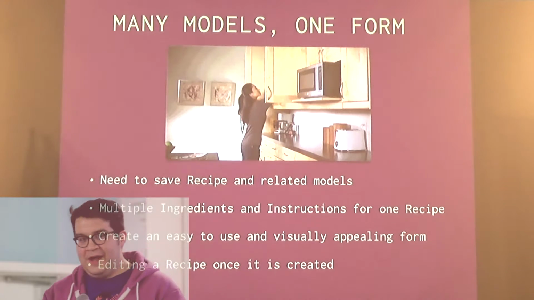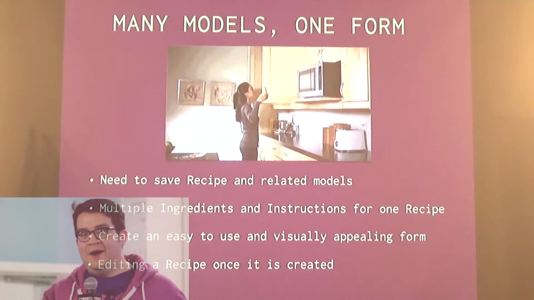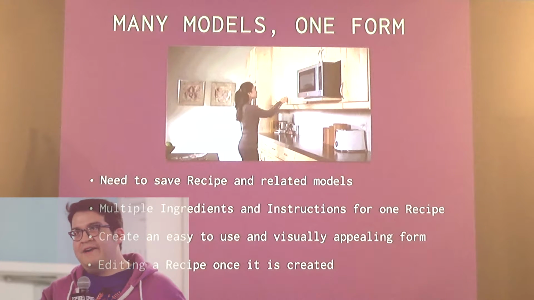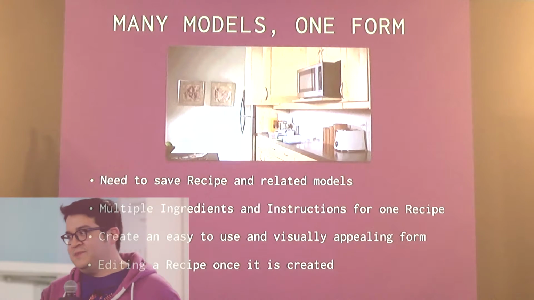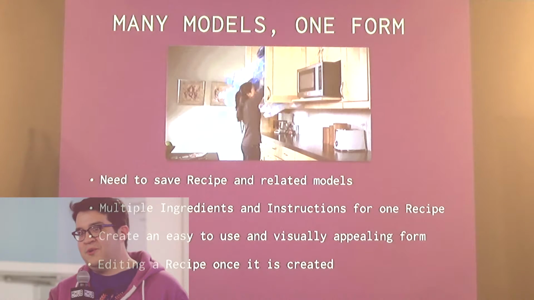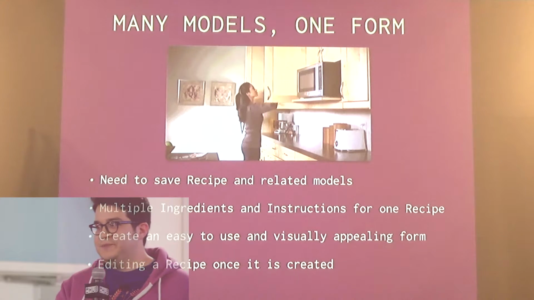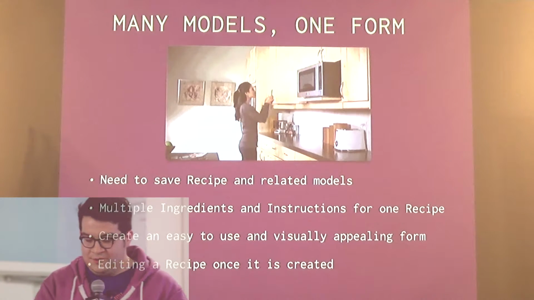So I guess the meat of my project was one form for 3 different models. So a recipe would have one recipe, a bunch of ingredients for that recipe, a bunch of instructions for that recipe. So I wanted to create one form that you can submit all 3 at once and save them together, associating them to the recipe. And then once it's submitted, being able to edit that recipe.